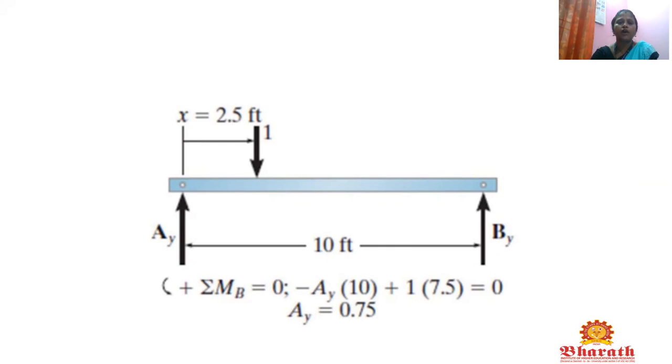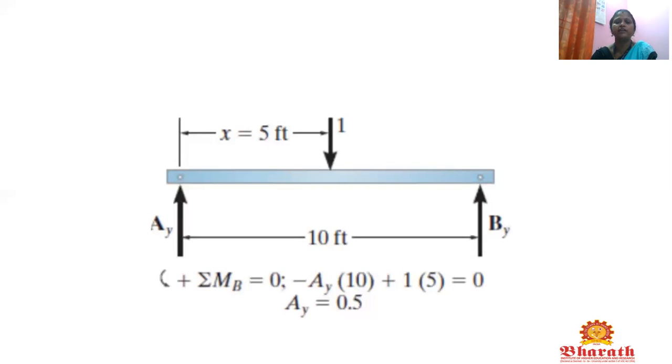So what is the moment? 1 into 7.5 distance, equal to 0. So what is the value of AY? AY is equal to, 7.5 will go to that side, so minus 7.5 divided by 10, we get 0.75. So this is the reaction at AY.